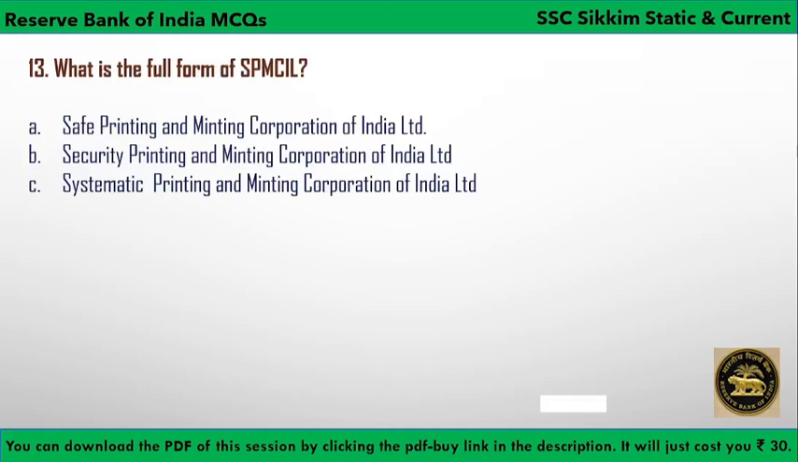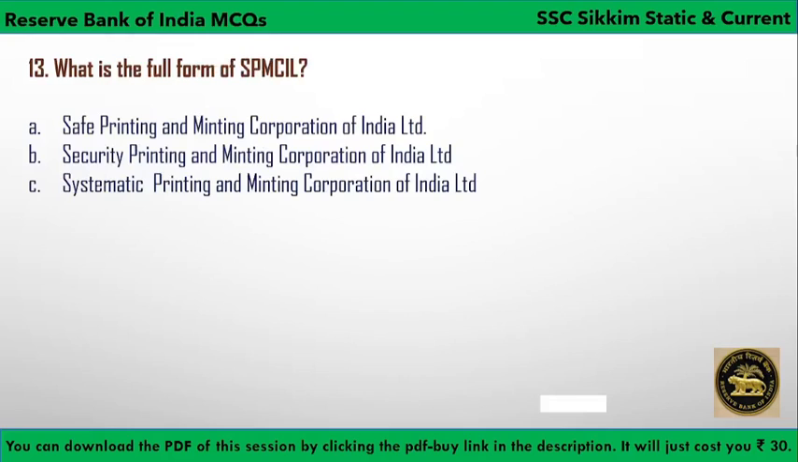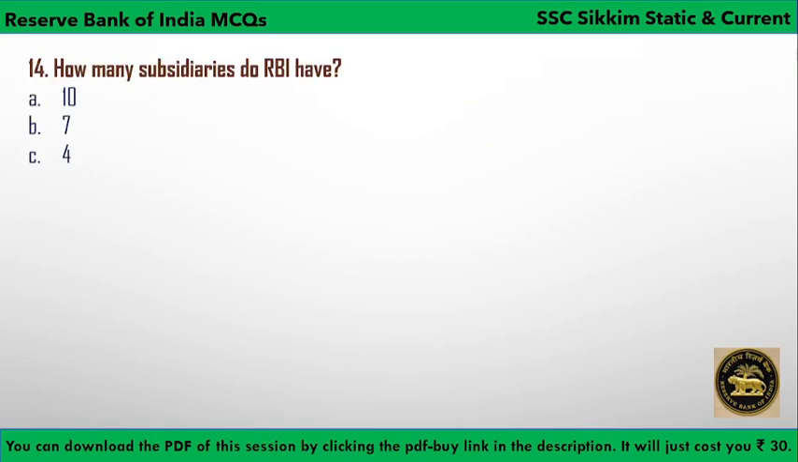What is the full form of SPMCIL? The correct answer is B, that is Security Printing and Minting Corporation of India Limited. We just saw that Government of India owns 2 printing presses, Dewas and Nasik. So Government of India owns these printing presses under which subsidiary? The Government of India subsidiary is SPMCIL. Okay, it belongs to Government of India. Let's go to next question.